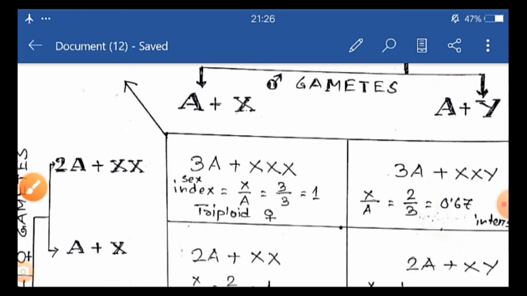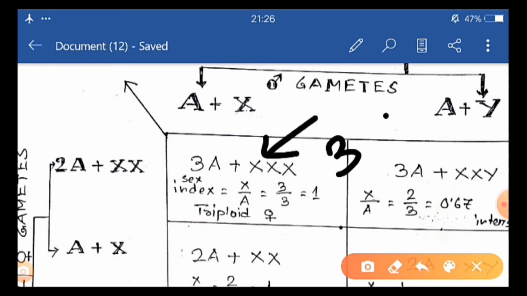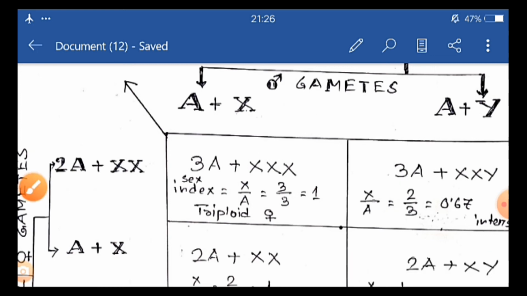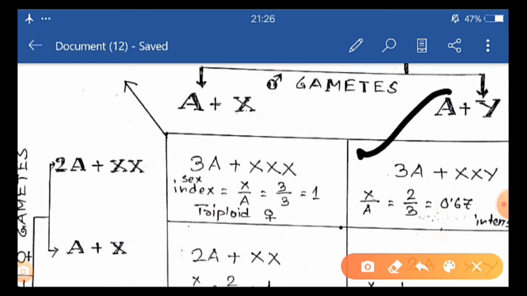Now let us calculate the index. The index is determined by X by A. So what is the total number of X here? It is 3. And what is the total number of autosomal sets? Here it is again 3. So 3 by 3 equal to 1. Here the index is 1. Clear? Similarly, in this block, the index will be 2 divided by 3. It will be 0.67. Clear?